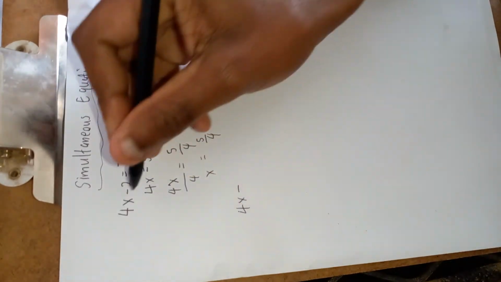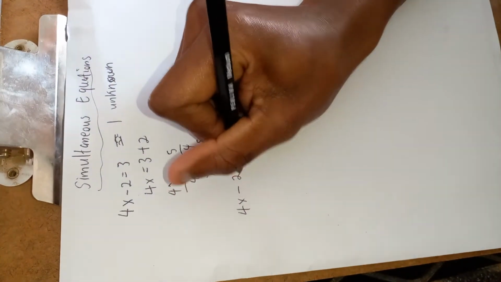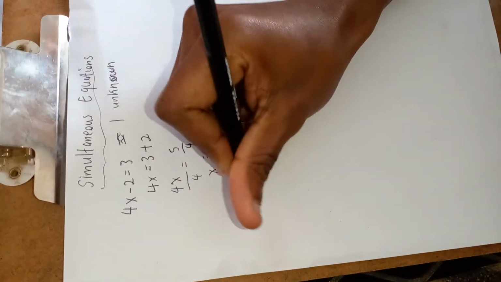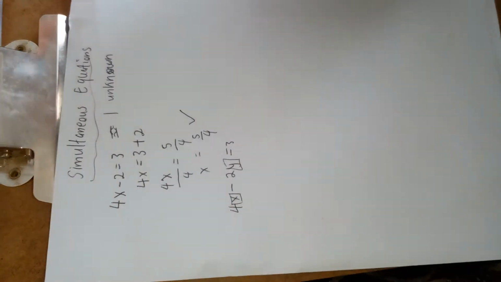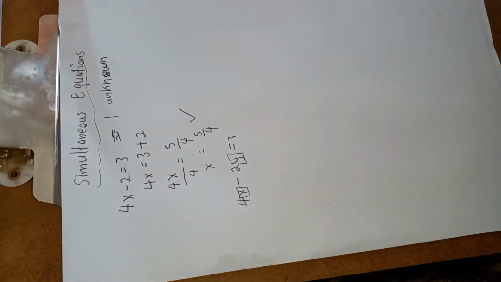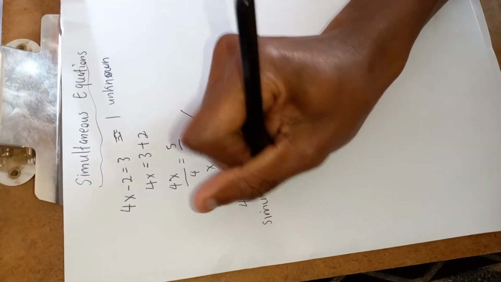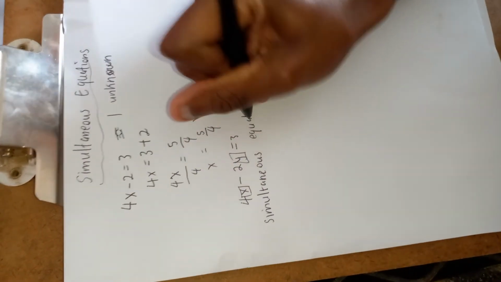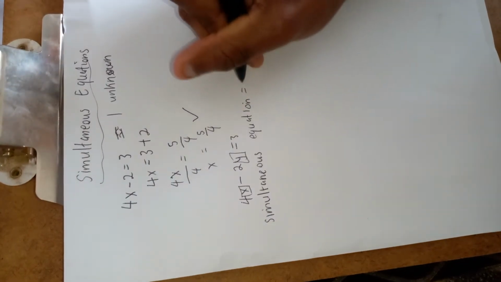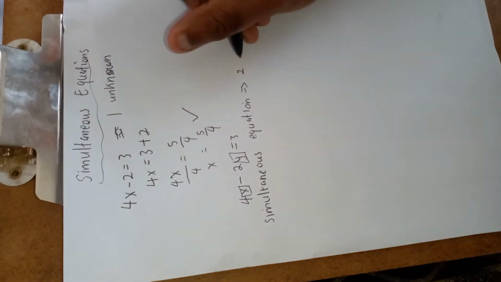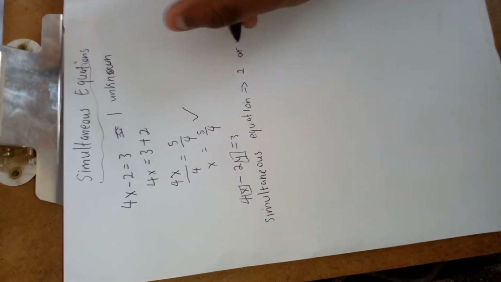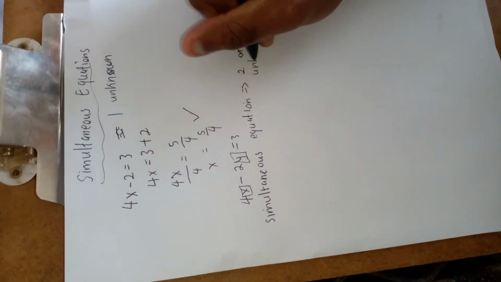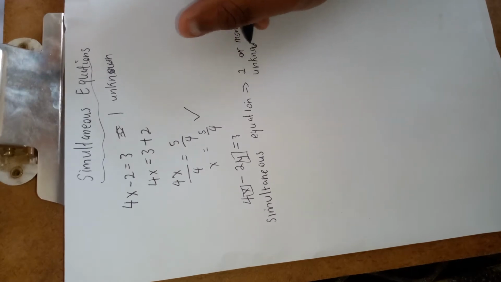For example, if this question was 4x minus 2y is equal to 3. In this case you have two unknowns, and that's where simultaneous equations come into place. So you apply simultaneous equations whenever you have two or more unknowns.